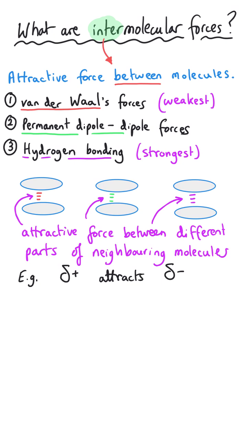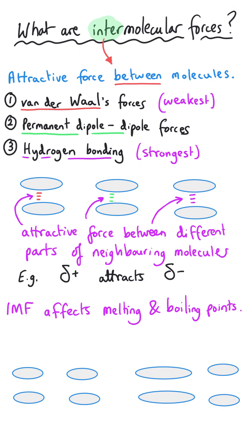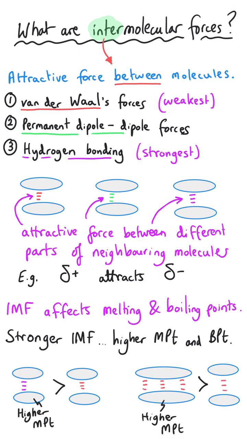The strength of these forces influences a number of things, but the key properties are melting point and boiling point. And molecules that have got stronger types or more intermolecular forces will have a higher melting point and boiling point than molecules with weaker forces or fewer forces.